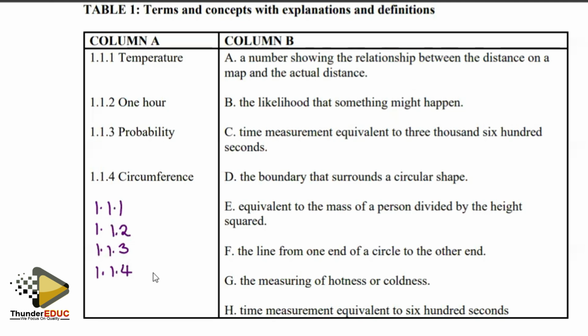A number showing the relationship between the distance on the map and actual distance. This is supposed to be the scale. They're saying a number. So it's a scale factor. Oh, number scale. All right. The likelihood that something might happen. This one we call probability.